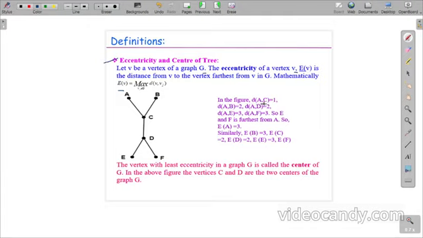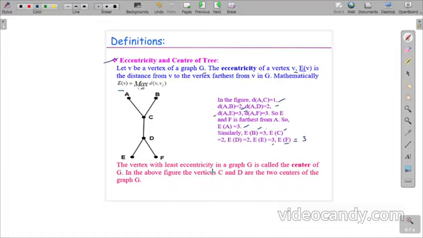In the figure, the distance between A and C is 1, between A and B is 2, between A and D is 2, between A and E is 3, between A and F is 3. So E and F are the furthest from A. So eccentricity of A is 3. Eccentricity of B is also 3. Eccentricity of C is 2. Eccentricity of D is 2. Eccentricity of E is 3. Eccentricity of F is also 3.